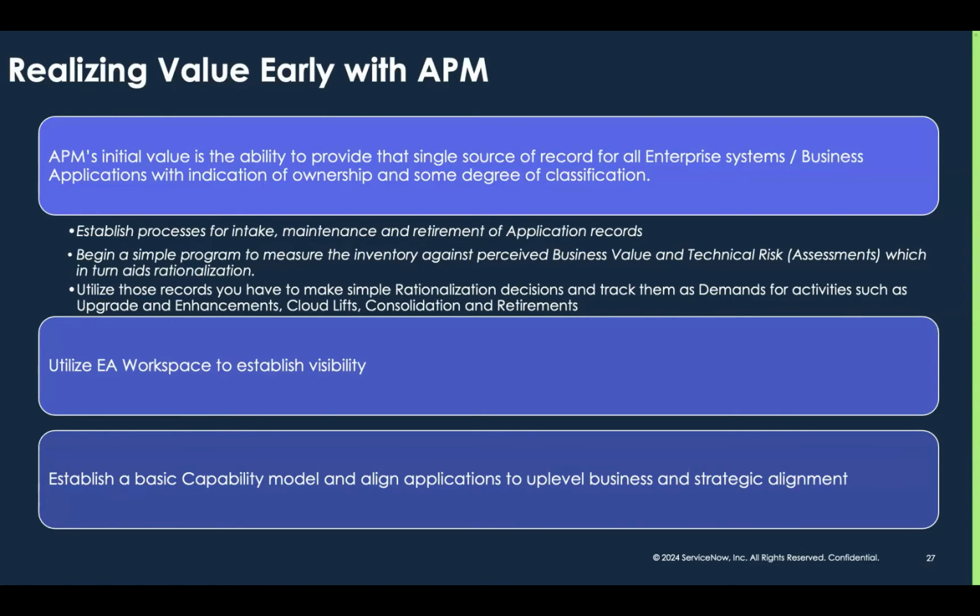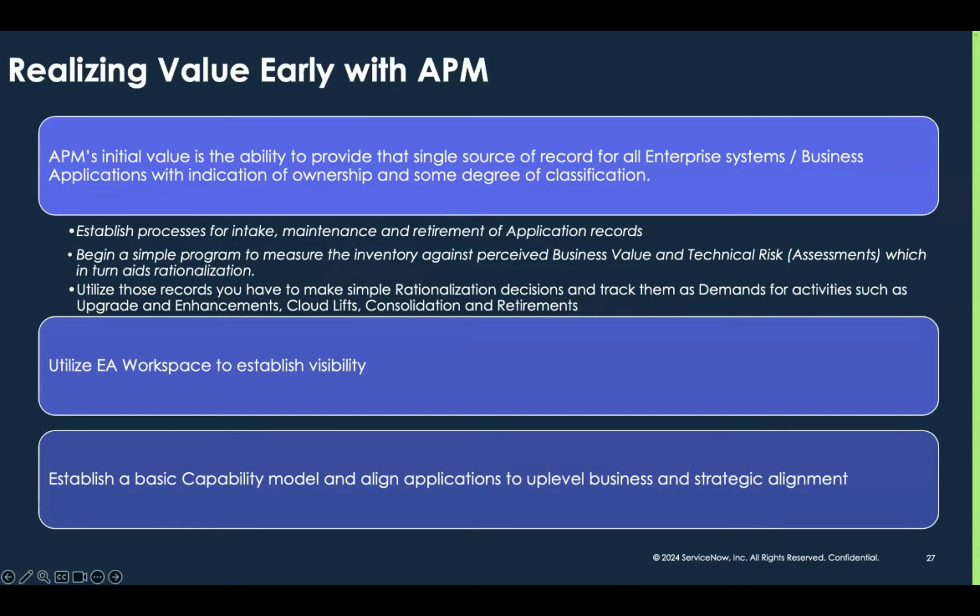That in and of itself, having a dedicated source of record, is highly valuable right then and there, especially if you make sure that part of this is to establish the process to make sure that it stays fresh, that it's managed. You've got to have ownership of those records. Next, use EA Workspace to establish visibility. It's designed to help you with portfolio health, just a view of the portfolio and various reports. We're going to demonstrate it, and most of all, we're going to demonstrate how you can start to get some return on your investment with rationalization.